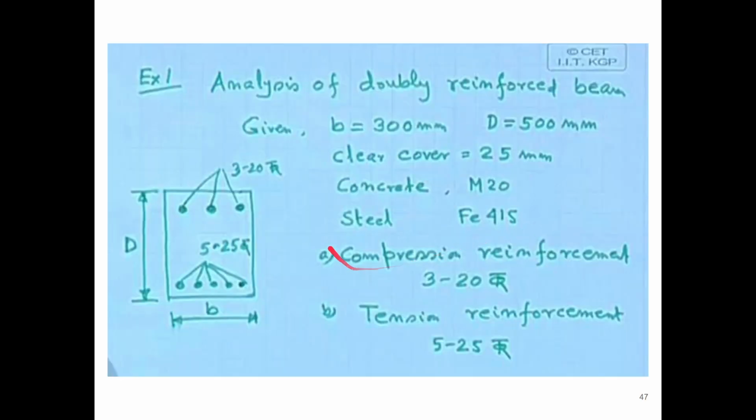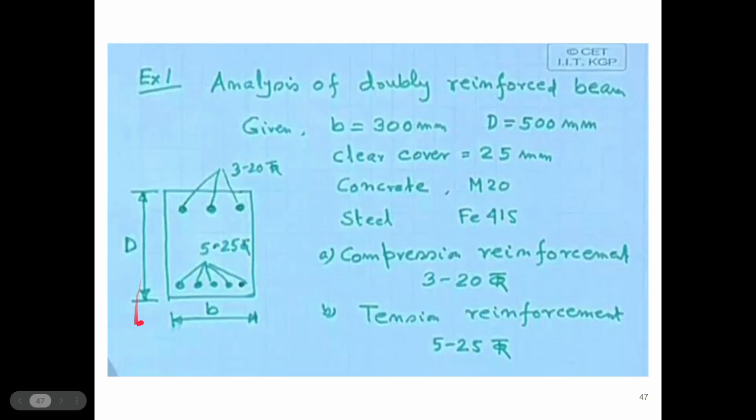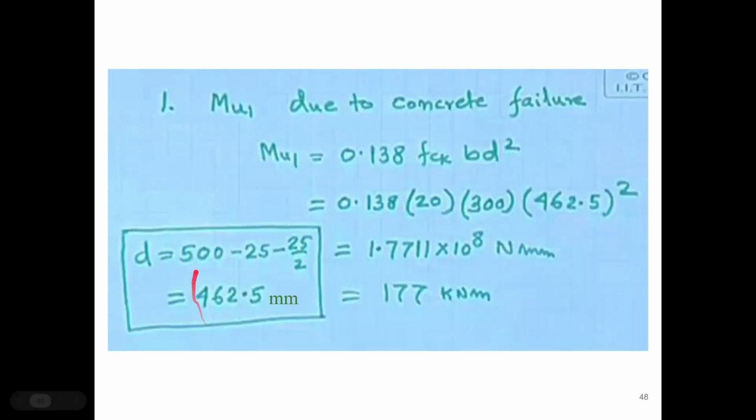Since it is Fe415, the limiting moment will be 0.138 fck bd square. If it was Fe500, it would be 0.133 fck bd square, and if it is Fe250, it is 0.149 fck bd square. So fck we know, 20, b we know it is 300, and d we have to find out, which is the actual depth, that is 500, minus clear cover, that is 25, minus 25 by 2, which is 462.5 millimeter. So substituting these values, we get Mu1 value to be 177 kilonewton meter.